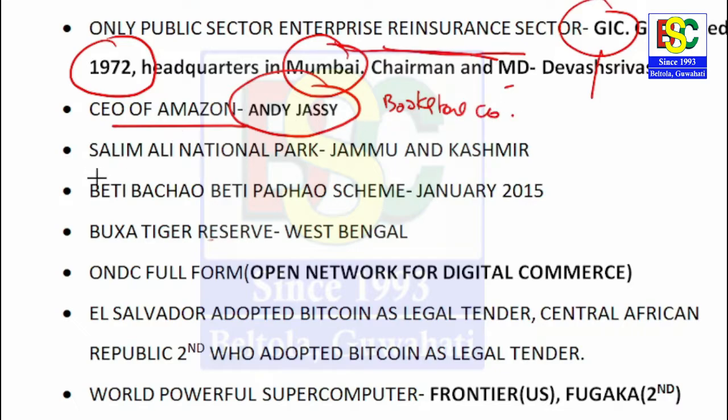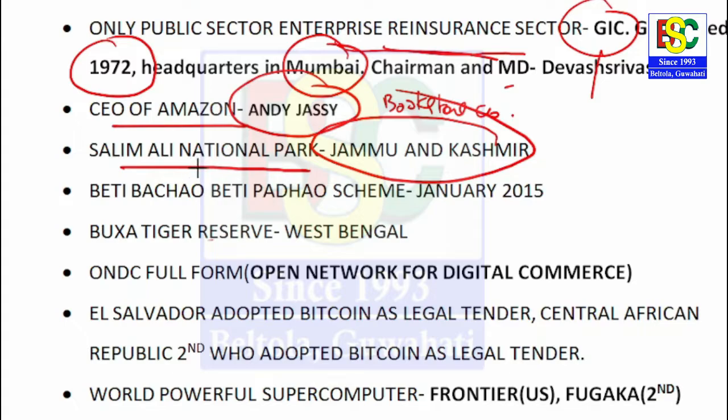Next, Salim Ali National Park is in Jammu and Kashmir. Salim Ali is also known as the Birdman of India. Next, the Beti Bachao, Beti Padhao scheme was launched in January 2015 as a counter to the gender inequality prevalent in our society at that point of time. Next, Buxa Tiger Reserve is in West Bengal. Sundarbans is also in West Bengal.